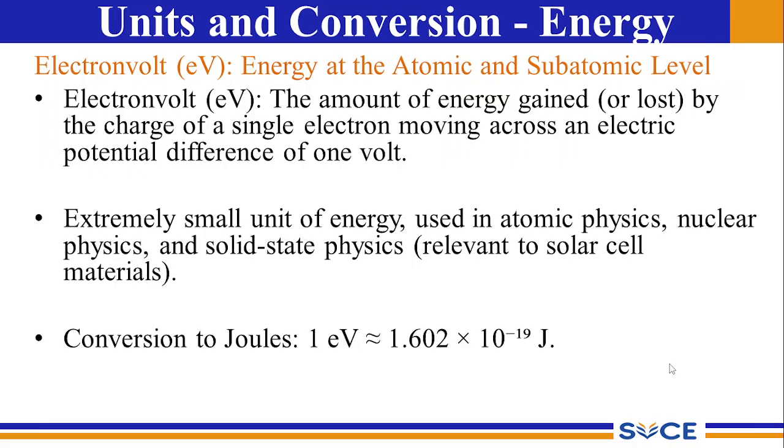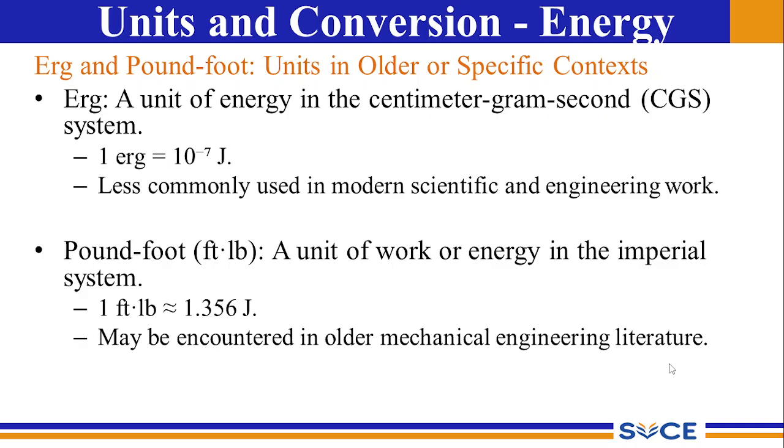Next, we are going to be seeing another unit which is very commonly used in your CGS system, which is called erg. CGS is the centimeter gram second system. It is another system similar to your SI unit. So 1 erg is equal to 10^-7 joule. It is less commonly used in modern scientific and engineering works.